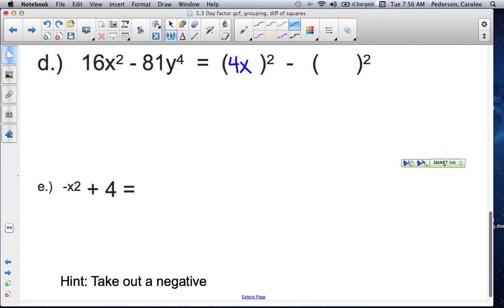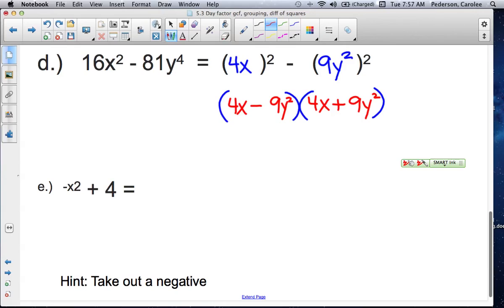And then 81y to the fourth. How can I rewrite 81? Well, what two numbers multiply to 81? 9 times 9. We also have a y to the fourth. So what two numbers multiply together to give me y to the fourth? Well, that is y squared and y squared. So now I can go ahead and factor that. So in my first term, it's going to be 4x and 4x. What's going to be in the second term? 9y squared, 9y squared, and then minus and plus.